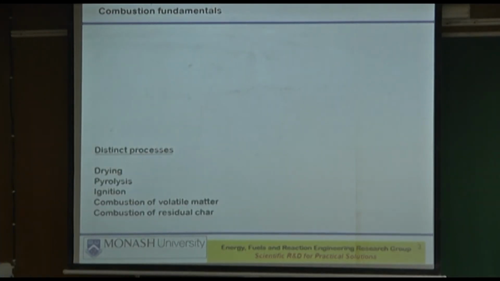Again, the distinct processes, as I mentioned before, are drying, and then the coal gets pyrolyzed, and then the ignition of the pyrolyzed solid product, which is called char, then the combustion of the gaseous pyrolyzed product, which is the vapor, or the volatile matter, and the combustion of the residual char. So these are the distinct phenomena that take place when we, in aggregate, call it the combustion process of solid particles inside a coal-fired boiler.